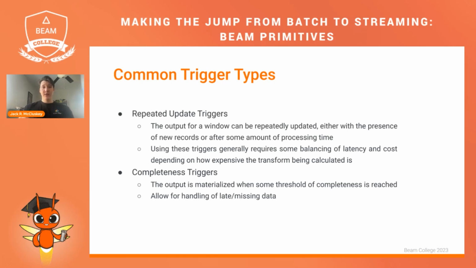Another common type of trigger is a completeness trigger. The output gets materialized when some threshold of completeness is reached. Usually this would be on the watermark advancing past the end of the window, for instance. But this is also how you could handle late or missing data. If you get something late, your pane is now more complete, so you have to re-emit.